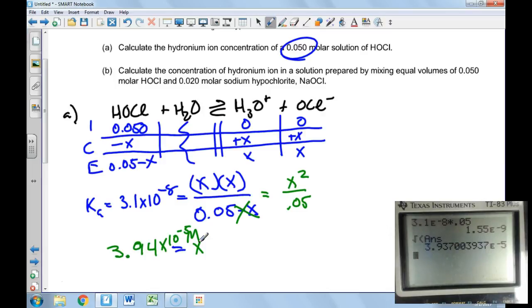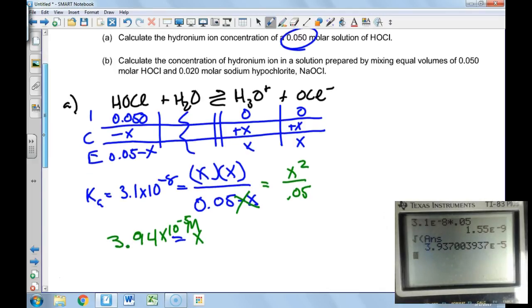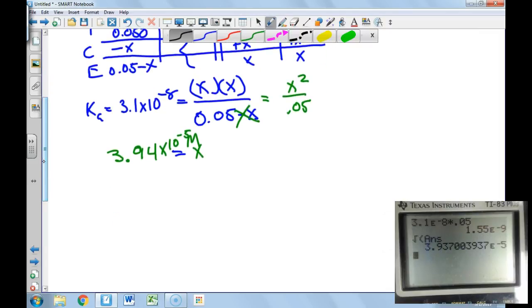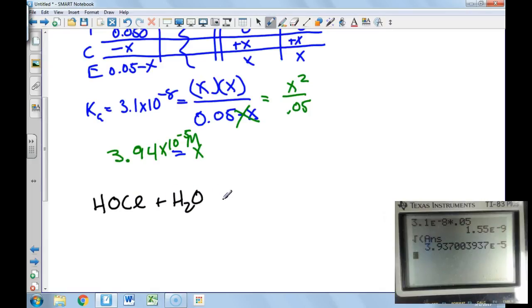Now in this case, we didn't ask for the pH, but you could easily figure that out. Okay, so now part B says do the same thing when you have 0.05 molar HOCl, hypochlorous acid, with 0.02 molar sodium hypochlorite. So now the same thing here, we're going to write a reaction. And remember, it's a weak acid. There's only one weak acid reaction.